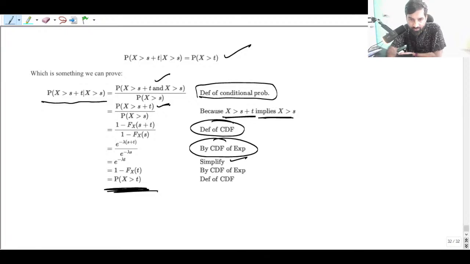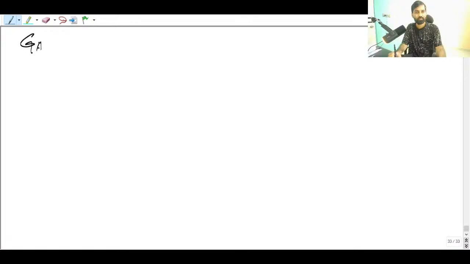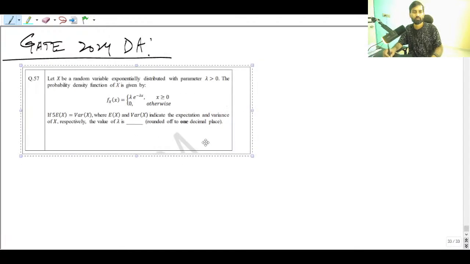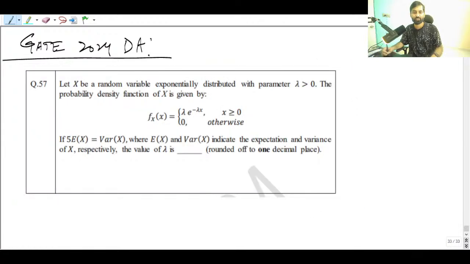So just let me find that question and solve it for you. Just one minute. Found it. You see how easy the question was, right? And you will be able to identify that yes, this is exponential. This question was asked in GATE 2024 Data Science and AI, and directly from my classroom only, you can see the exact question from my classroom.